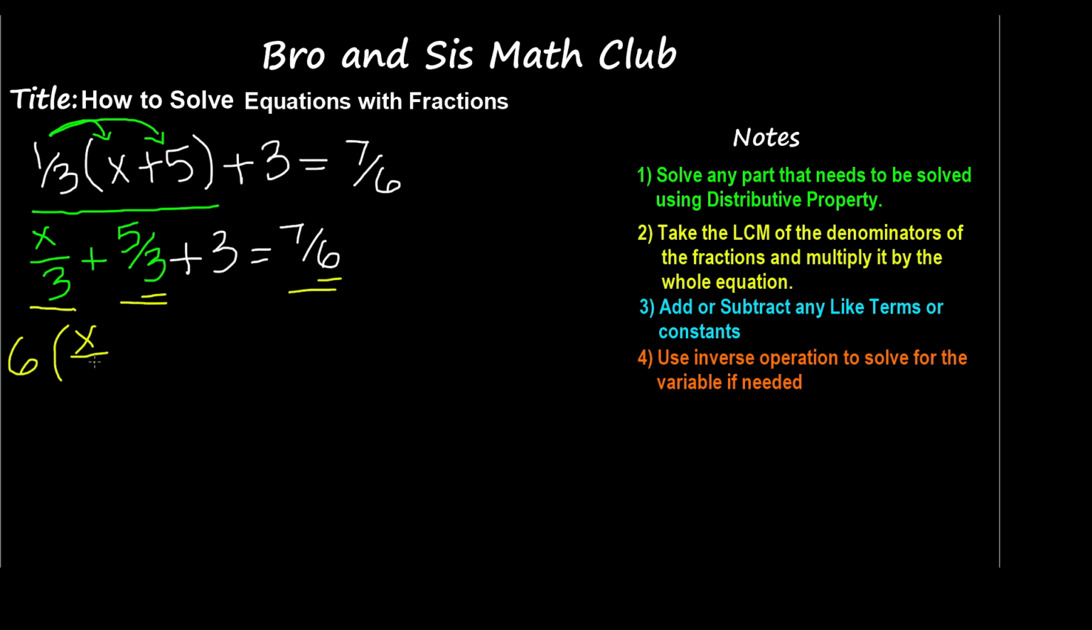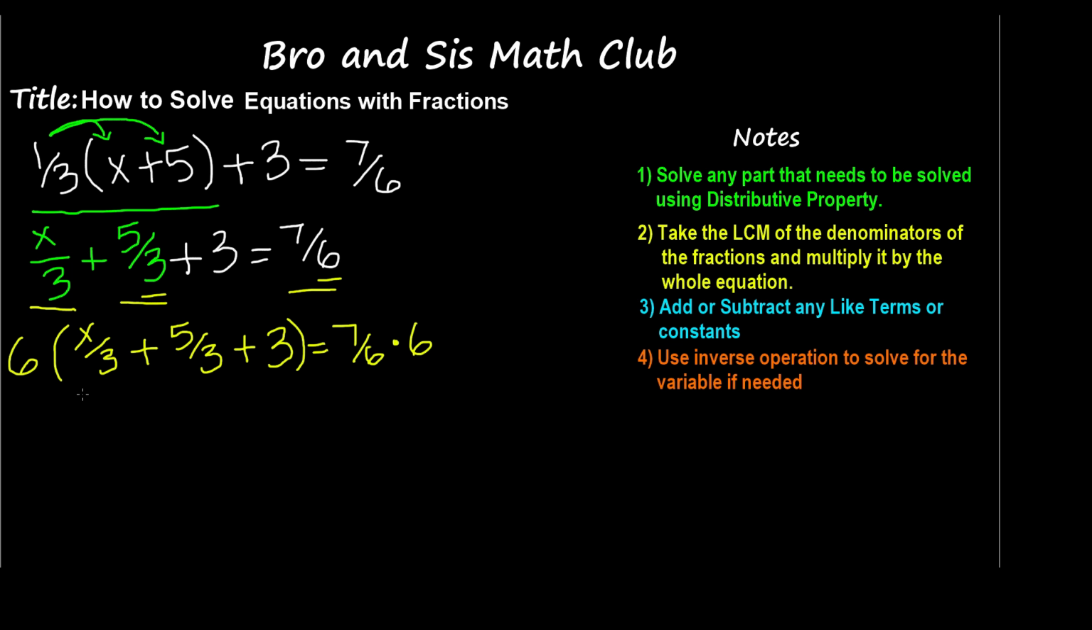So 6 times (x over 3 + 5/3 + 3 = 7/6). Actually, we can do the whole equation, or we can just multiply x over 3 plus 5/3 plus 3 by 6, and then multiply 7/6 by 6 separately.